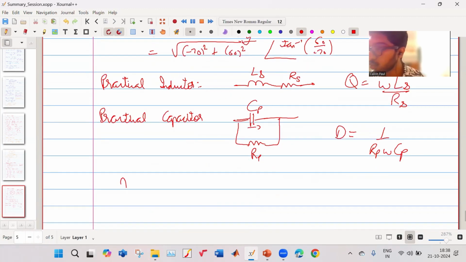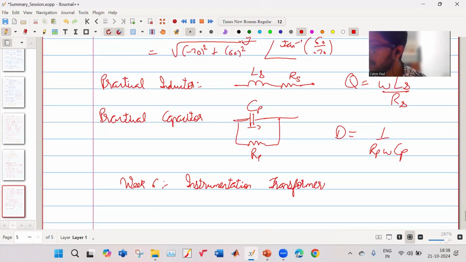So next is week 6, where it is about instrumentation transformers. As you guys are becoming electrical engineers or already electrical engineers, there are two basic electrical quantities which you always deal with: current and voltage. From that you derive power, from that you can derive energy. This is secondary. The main thing is your current and your voltage.